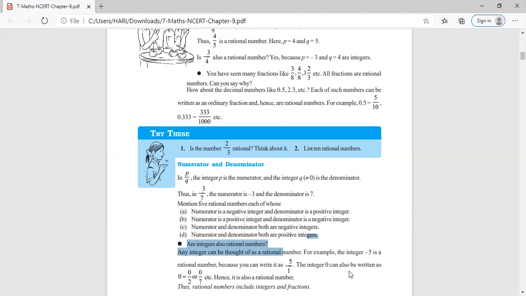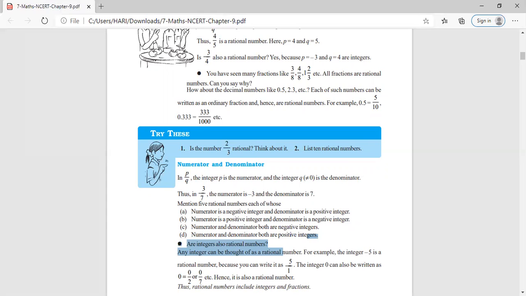Numerator will be 0 and denominator can be any number. So 0 can be written in p by q form as 0 by 2 or 0 by 5 or 0 by 10. Numerator should be 0 and denominator can be any other integer. So all fractions are rational numbers, all decimal fractions are rational numbers.